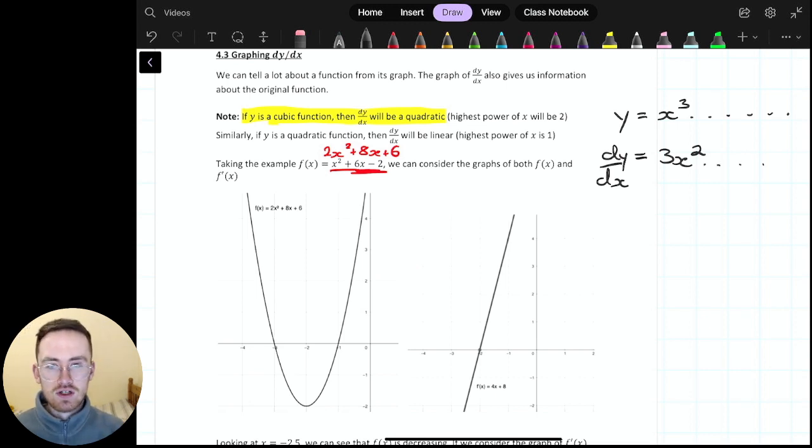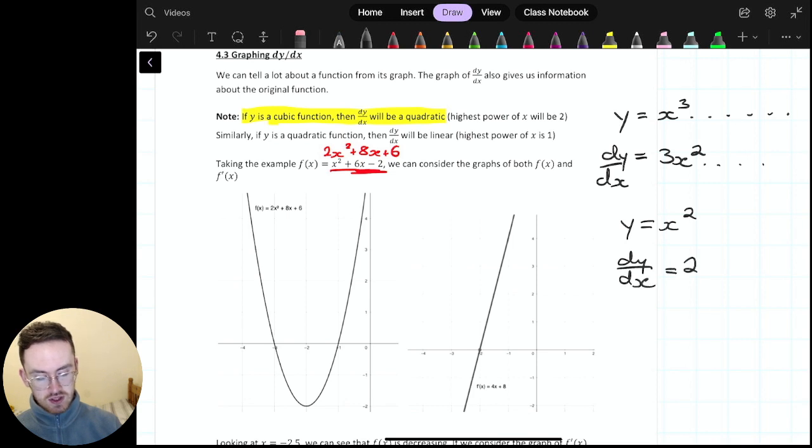I may have other terms, but the highest power of x tells us what type of function it is. So if I start with a cubic, my derivative will be a quadratic. Similarly, if I start with a quadratic, my derivative will be a linear function because it will just have a power of x to the power of 1. So as we move down, as we get those derivatives, we're going from cubic to quadratic to linear, and then we would just get a straight line that wouldn't be dependent on x at all.